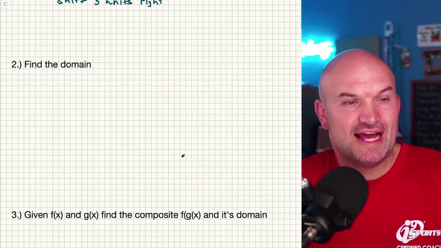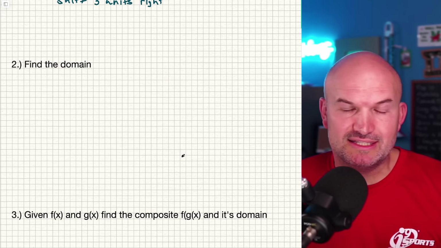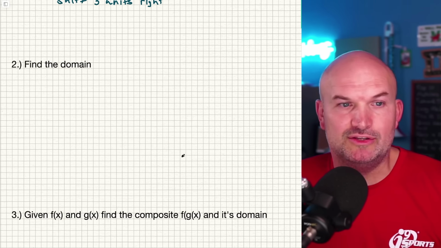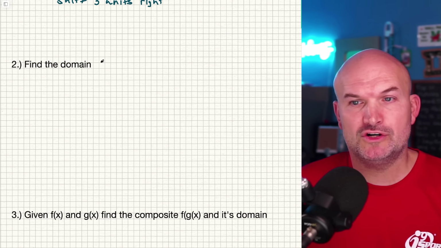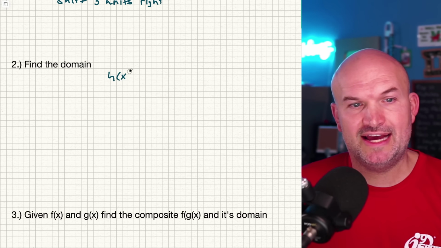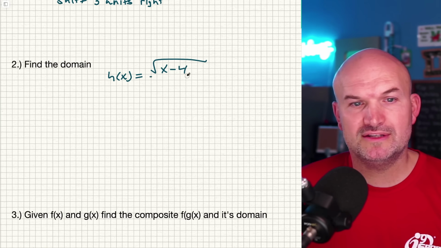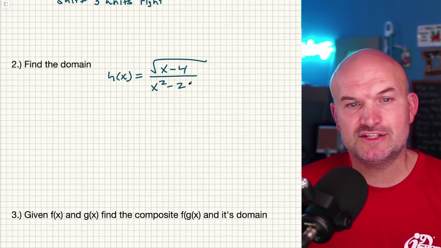All right, let's go and take a look at domain for functions. Guys, this is a common recurring theme. You need to make sure you understand how to identify the domain of a function. So in this case, I have h of x equal to the square root of x minus 4 divided by x squared minus 25.